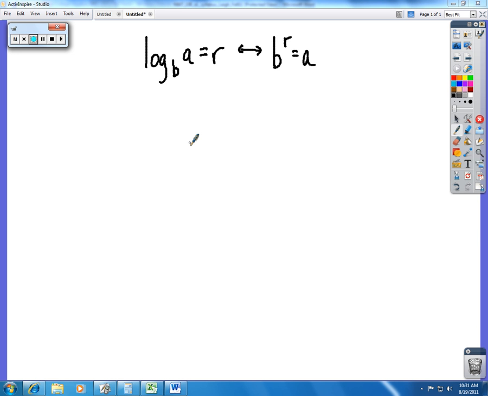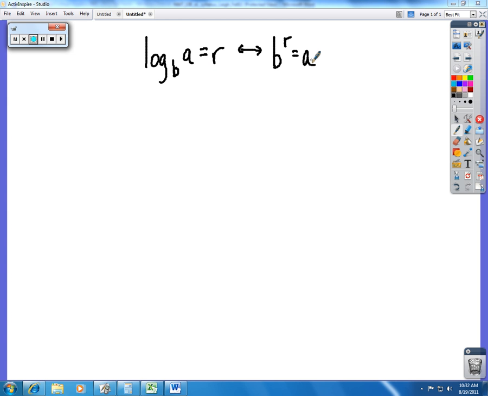Okay, so this week we're talking about logarithms and exponents and the relationships between the two. I have up on the board already the relationship between a logarithmic function and an exponential function. So if you have a logarithmic function in the form log b base a equals some quantity r, you can take those same letters or numbers as the case may be and rearrange them into an exponential function like this over here.